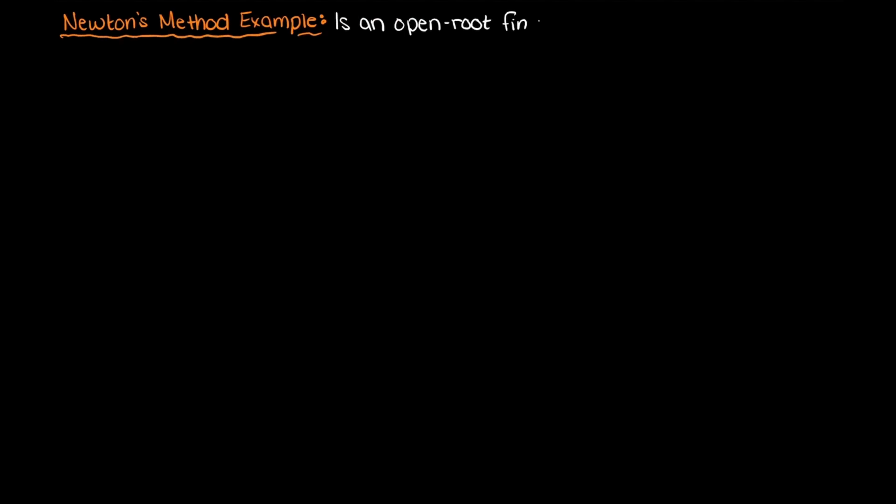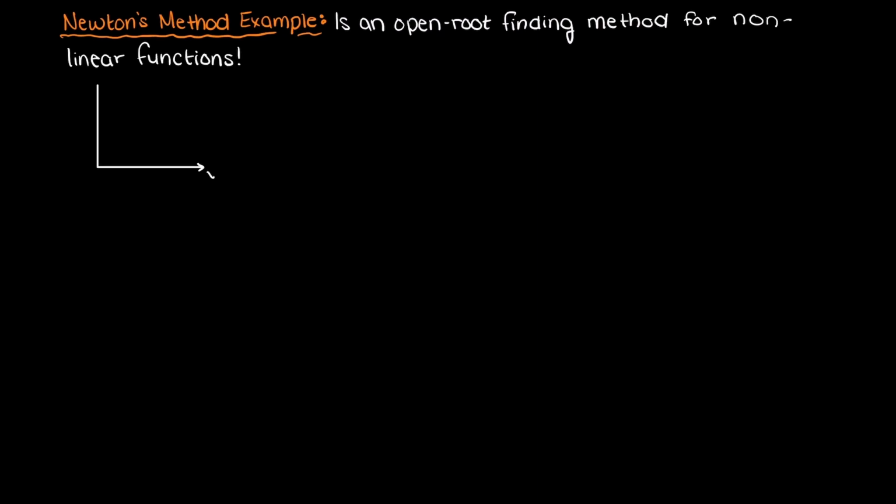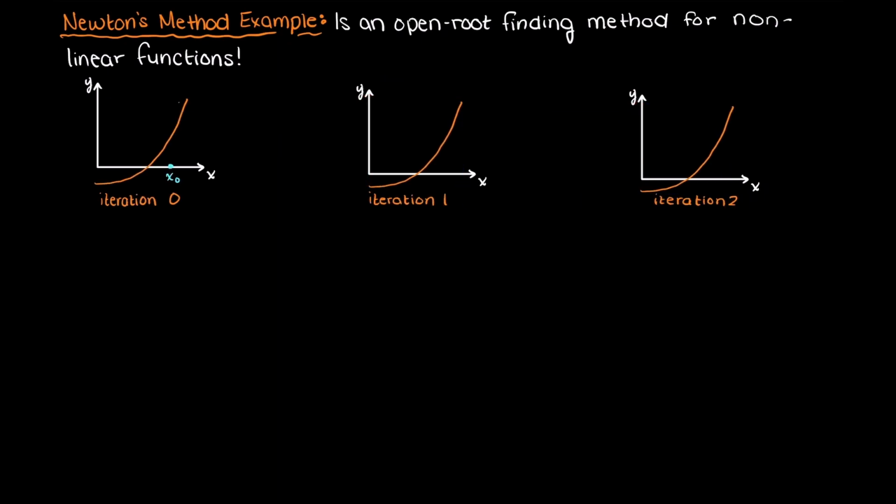Hey everyone, in this video we're going to be walking through and solving an example using Newton's method by hand. As we went through in the previous video, Newton's method is an open root finding method for nonlinear functions, meaning that we pick an initial x value and then iteratively solve for our root from that point. I will leave a link to the video on the theory and procedure for Newton's method in the description below for anyone that is interested.